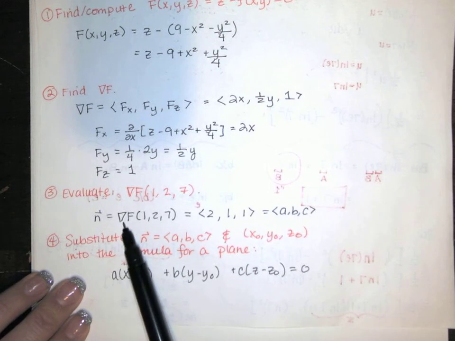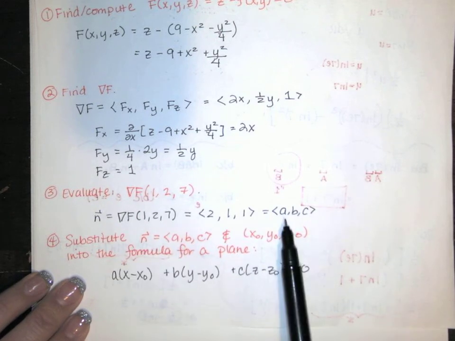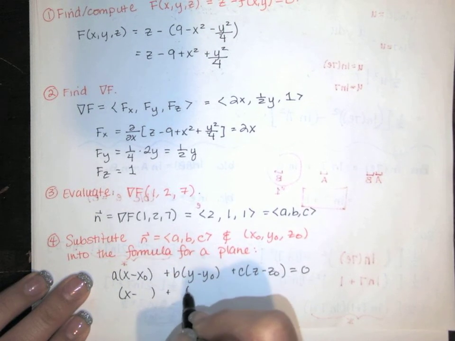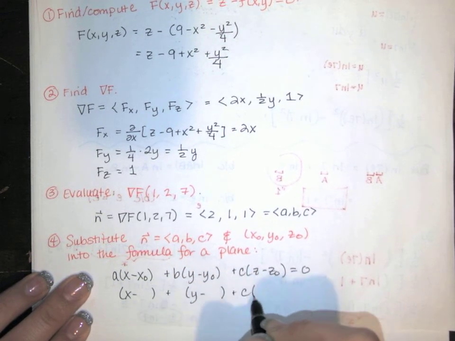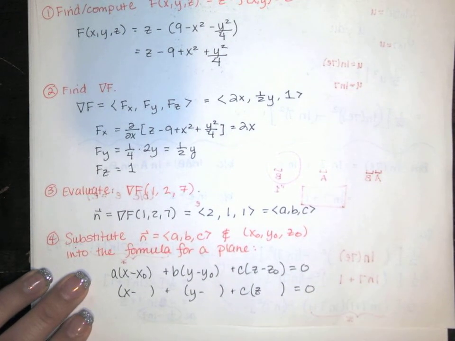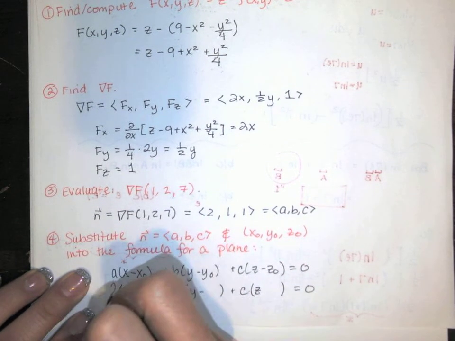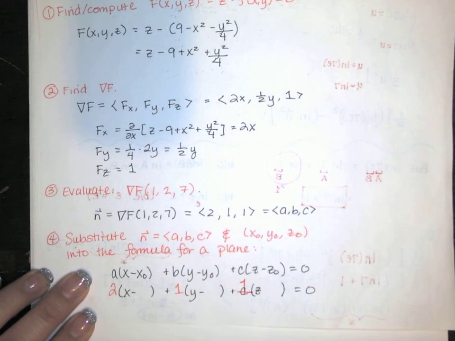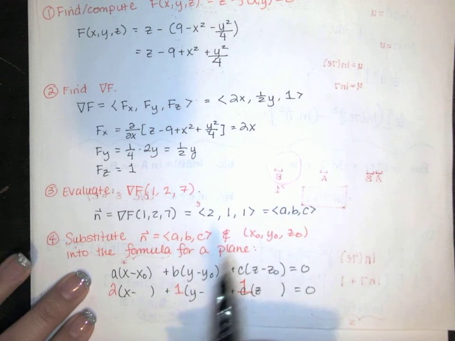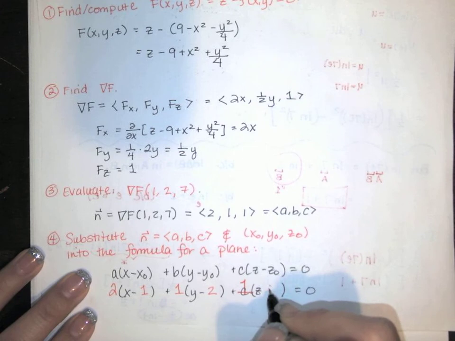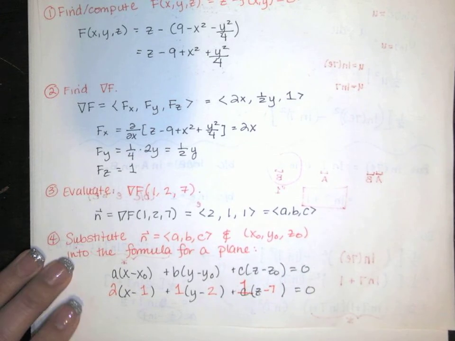To find the normal, we took the gradient, we evaluated it at the point. That's our a, b, c. So we can substitute a, b, and c in down here. A is 2, B is 1, and C is 1. And then we substitute in x naught, y naught, z naught. X naught, y naught, z naught was 1, 2, 7. So we're done. That's the equation of a plane.